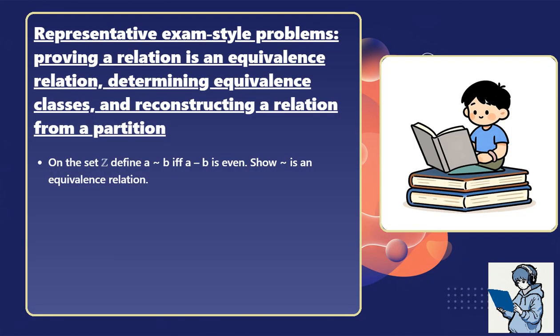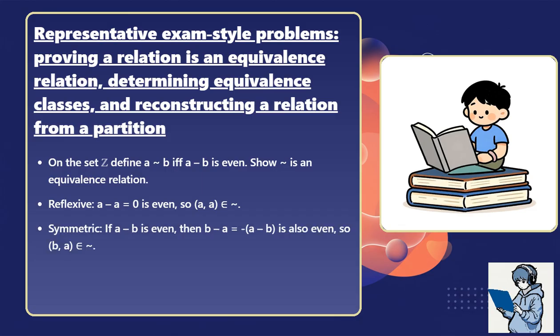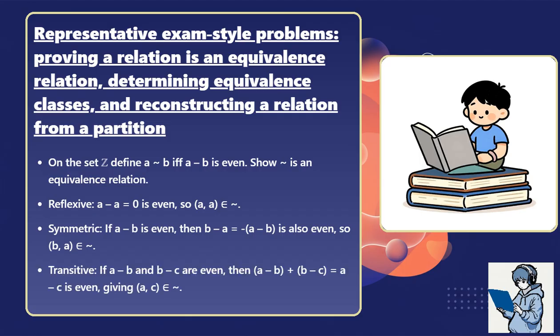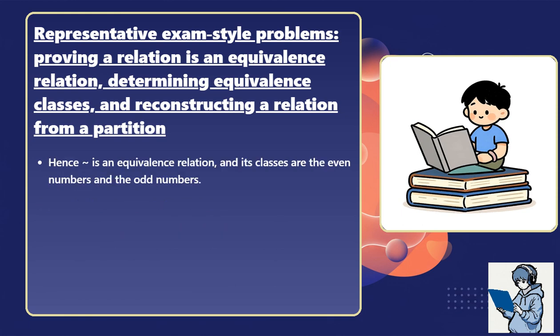On the set of integers, define a ~ b if and only if a minus b is even. Show ~ is an equivalence relation. Reflexive: a minus a equals 0 is even, so (a, a) is in ~. Symmetric: if a minus b is even, then b minus a equals negative (a minus b), which is also even, so (b, a) is in ~. Transitive: if a minus b and b minus c are even, then (a minus b) plus (b minus c) equals a minus c, which is even, giving (a, c) in ~. Hence, ~ is an equivalence relation, and its equivalence classes are the even numbers and the odd numbers.